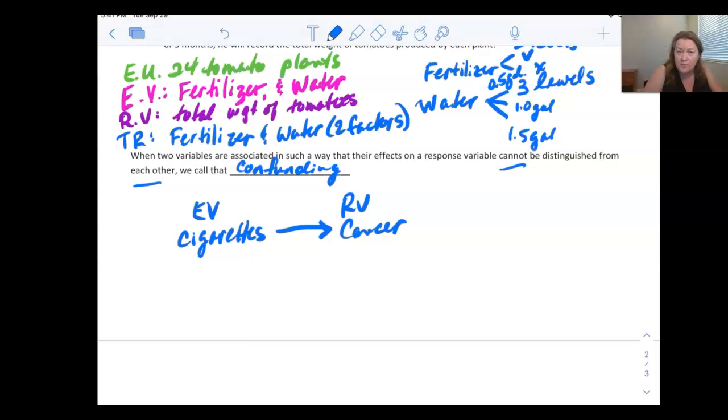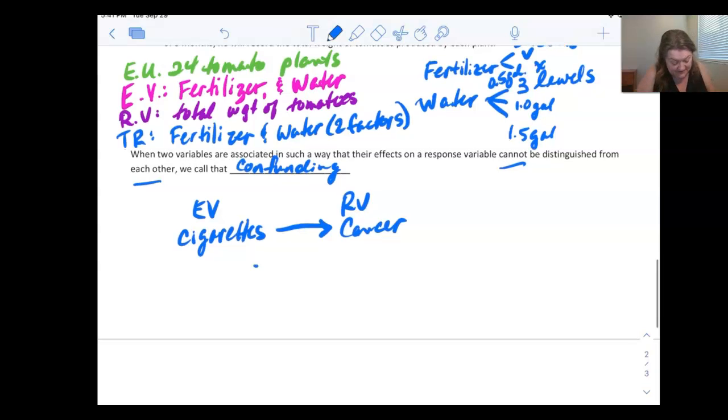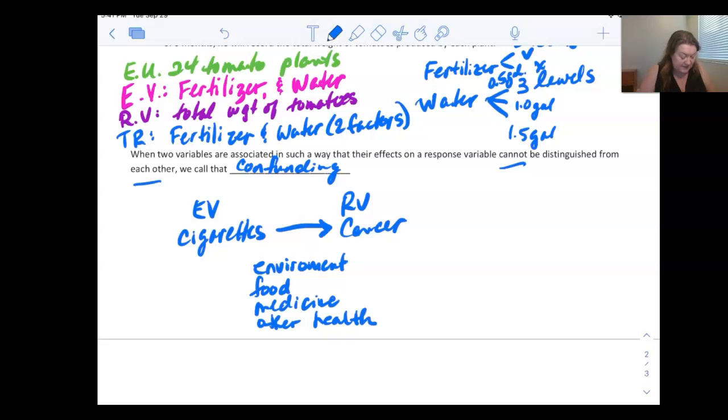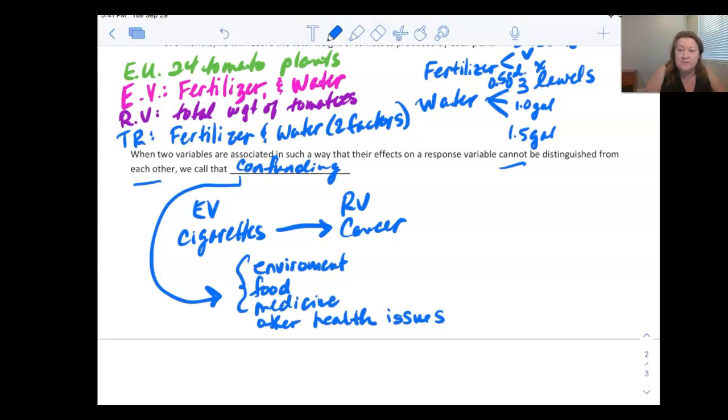And so what did the cigarette and tobacco companies say? They said, oh no, it's not our product causing cancer, it's what? What else were they trying to blame? They were trying to blame the environment, their food intake, the medicine they're taking, maybe other health issues they have. You can't tell me it is specifically cigarettes. So the confounding factors in here are all of these. If we can't show it directly, what other stuff is interrupting our process of going directly from cigarettes to cancer? What else is in the way?